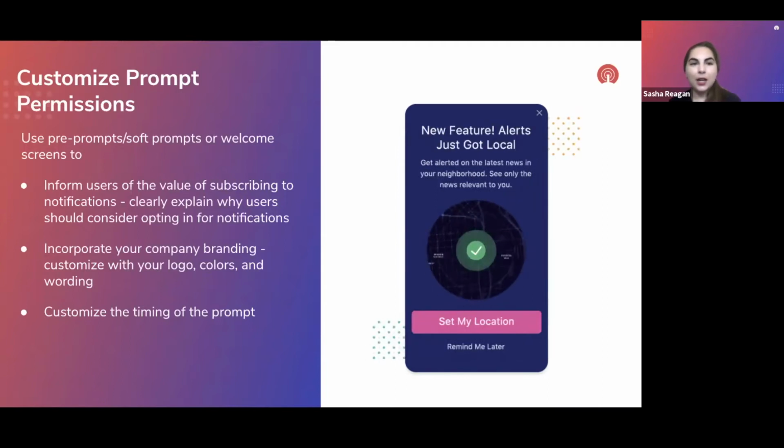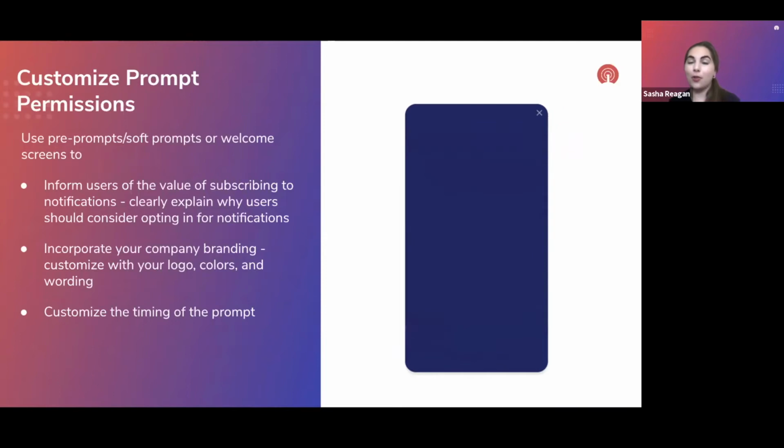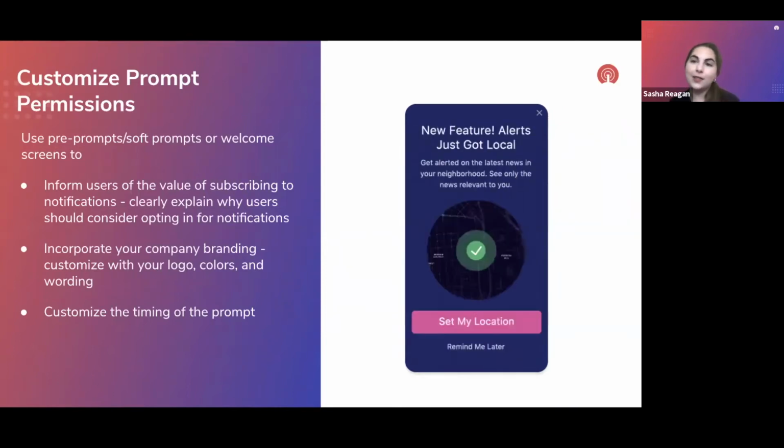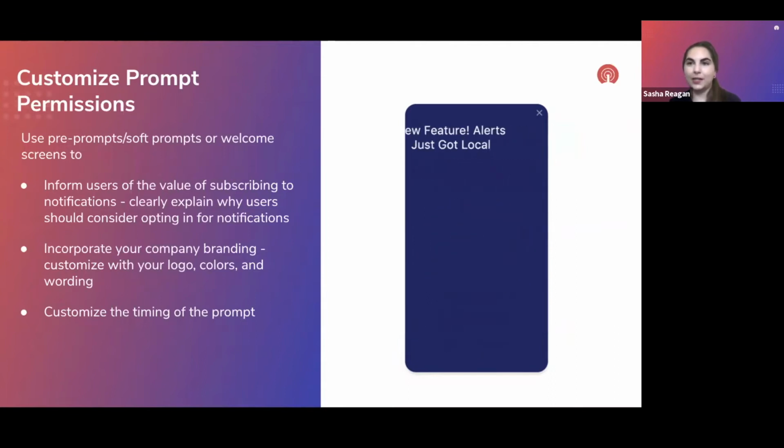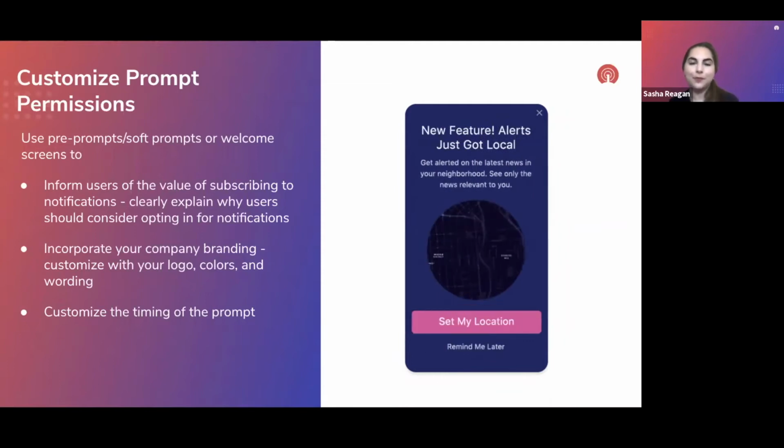And from there, you can also incorporate your company's branding. So having your logo, your colors, and your wording on the prompt, so it doesn't feel like it's just coming from iOS, but they know that it's from your site. This ask is from your company, and explaining exactly what they'll get, in your terms with your design and your custom copy and tone. You can also customize the timing of the prompt.